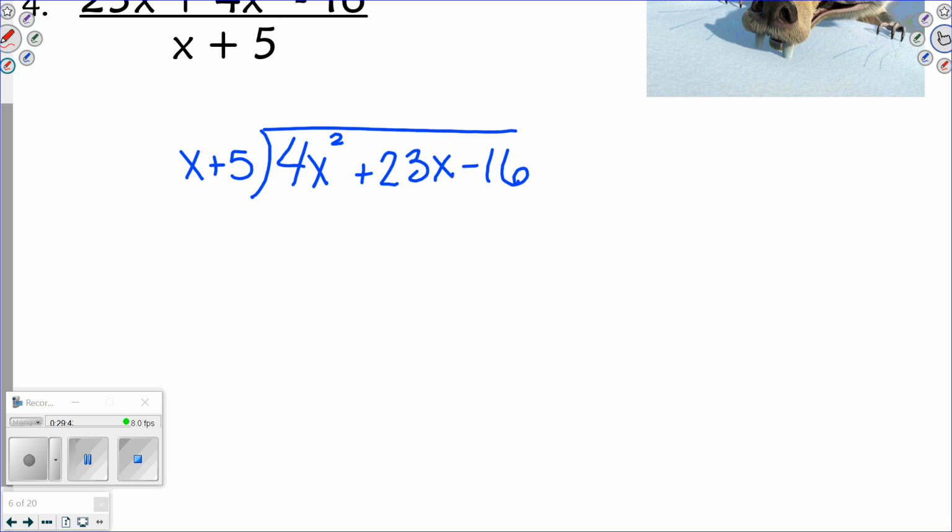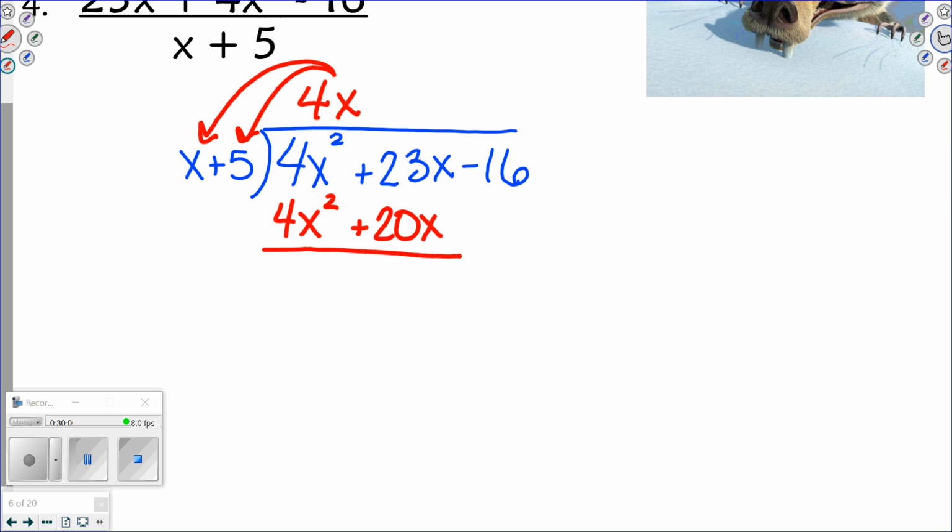All right, so what do you multiply x to get 4x squared? 4x. And then we distributed 4x times x. And then 4x times 5. And then our next step is always change your signs. So the first one should cancel. If it doesn't, you did something wrong. 23x minus 20x is 3x. I'm going to bring down what I got left, and then the whole process starts over.